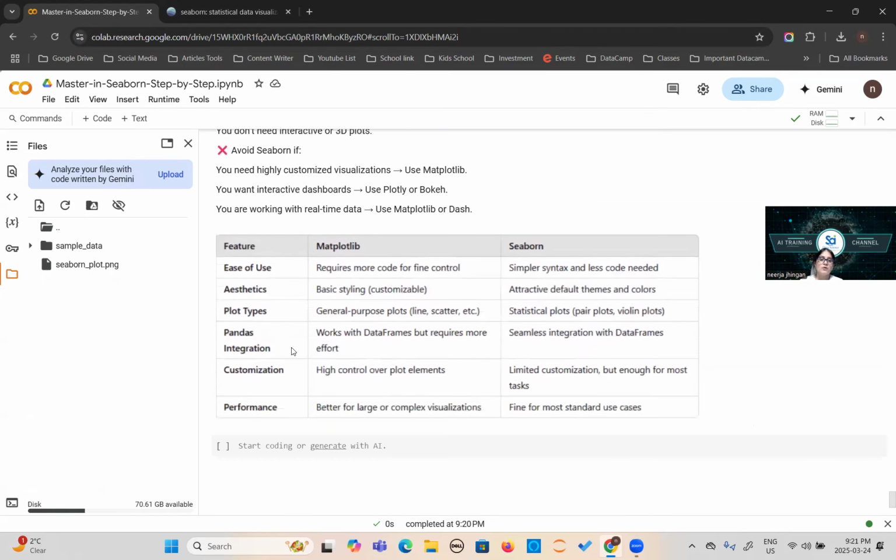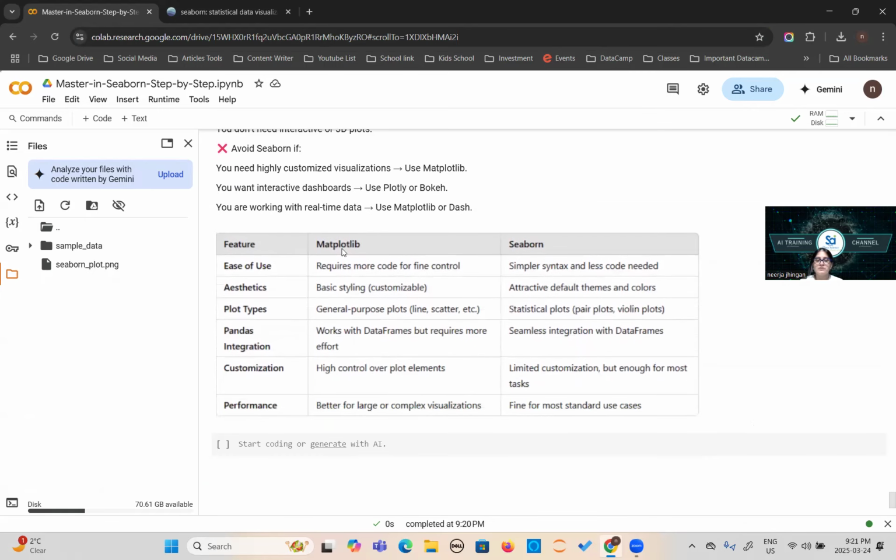Okay, now we will take a quick look at the difference between Matplotlib and Seaborn. So, ease of use: Matplotlib requires more code for fine control. This is for sure. Seaborn has simpler syntax. You have seen from the first cell only one line of code. You only need to add the parameters. That's it. It's simple. This is the basic styling. It has attractive themes. You can check out the other themes too.